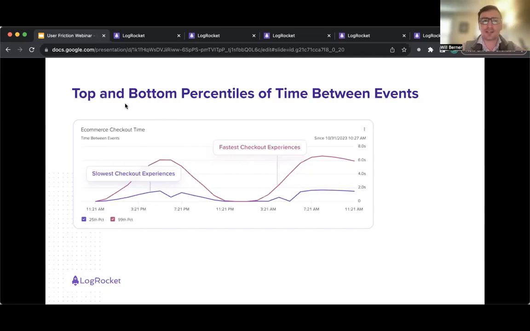So LogRocket has this very easily customizable metric type called time between events, where you can basically give it a starting point, give it an end point, and then see different percentiles for how long it takes users to complete that flow. And then you can actually view associated replays of the users who did it the most quickly, so those who overcame friction at the highest rate, versus those who took the longest and struggled the most with those instances of friction.